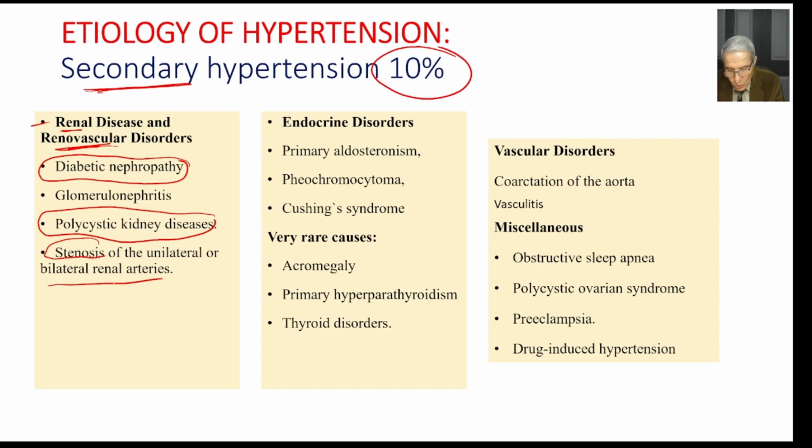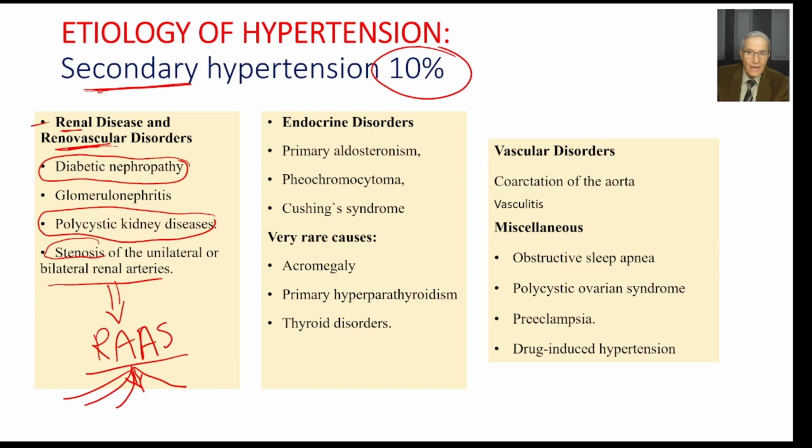Diabetic nephropathy, polycystic kidney disease, stenosis of renal artery: all these will lead to activation of a system called the renin-angiotensin-aldosterone system, RAS. And this will lead to several actions. We are going to discuss it later on in the slide. Okay, so for renal disease, we discussed several causes: diabetes, polycystic kidney disease, stenosis of renal artery.